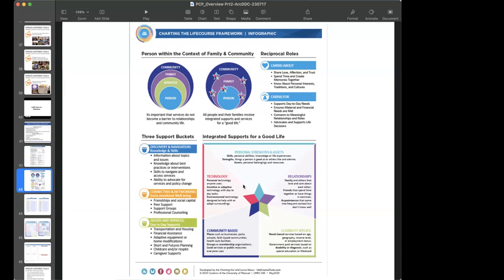The other piece that I really like, and we'll dive into just a little bit today, is this idea of the integrated support star to a good life, and the ways we can think about the 5 different realms in the star and how those actually might help support us.